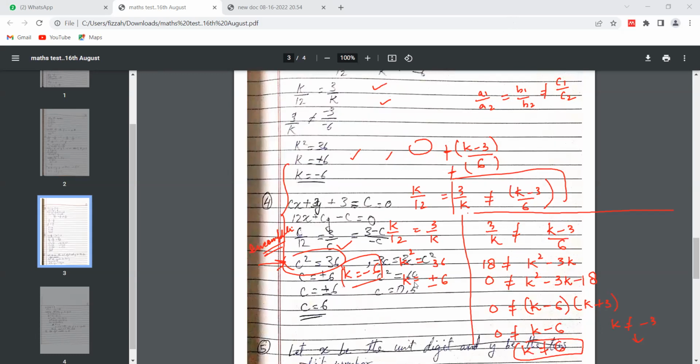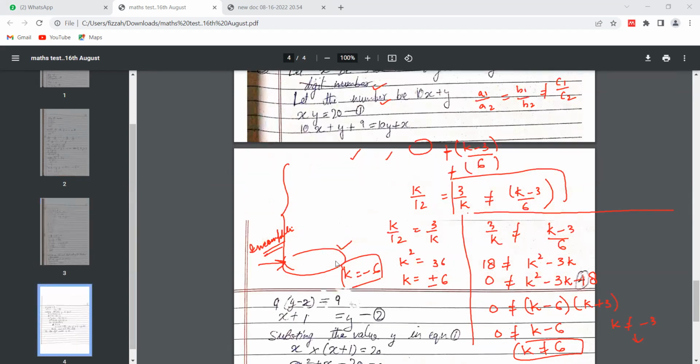Okay, now fourth is fine. She has done the last question, but let me just solve it again for you. Now the fifth question: a two-digit number is such that the product of its digits is 20. So first of all, assume the number. Let the number be 10x plus y. X is the tens digit, y is the unit digit. Now the product of its digits is 20, so x into y is equal to 20. If 9 is added to the number, the digits interchange their places.